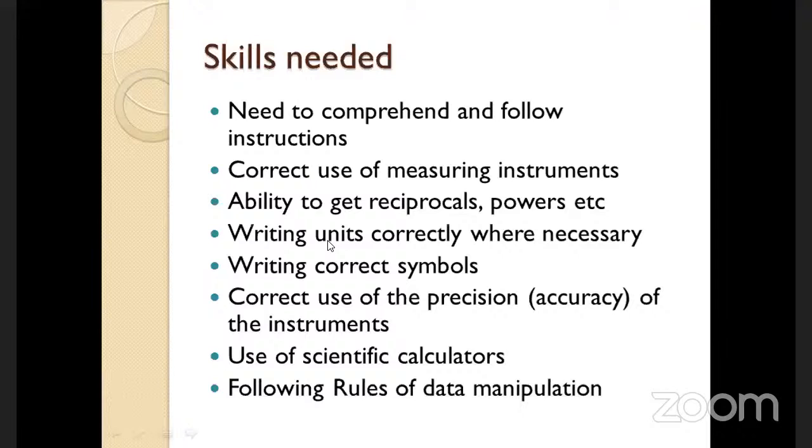Another very important aspect is writing units correctly where necessary. I'm saying "where necessary" because you find that there are some quantities, as we're going to take measurements, that do not have units. Are you aware that there are some physical quantities that do not have units?